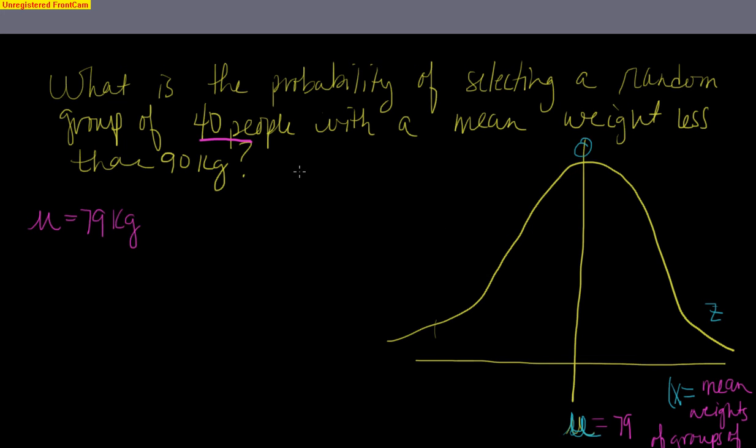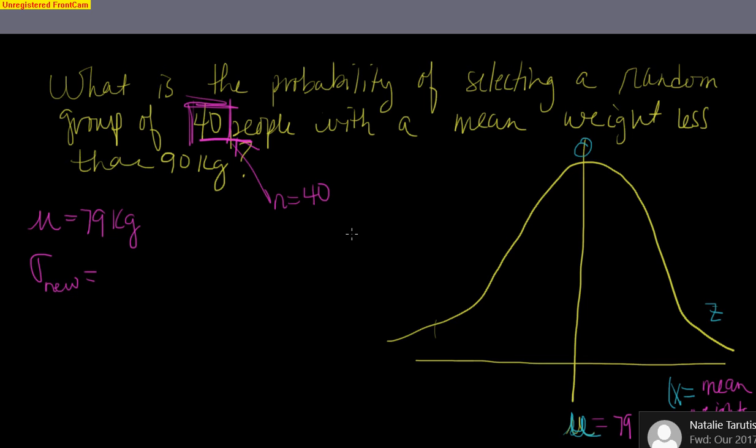But as you remember from the demonstration, when our groups get bigger, n is now 40. That's the size of our sample. N equals 40. Our standard deviation is going to change. We're going to have to find a new standard deviation. Okay? Go with the formula. The formula for finding the new standard deviation is going to be the old standard deviation.